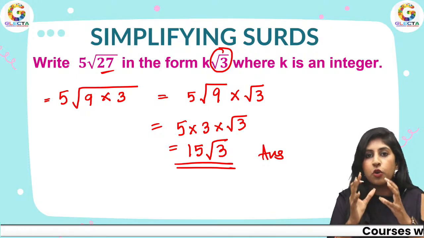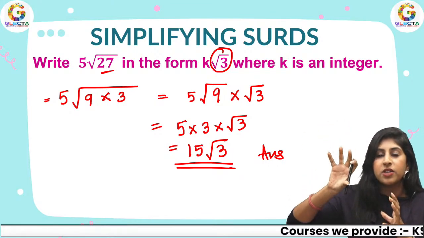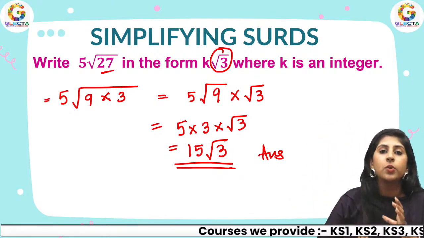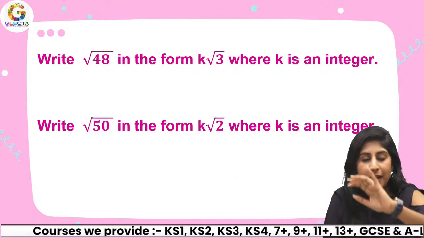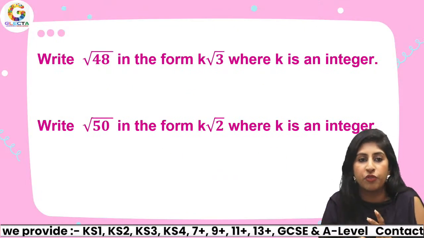Got it? So all you have to do is, whatever number is given to you in the question, try to express your surd as a multiple of that number. For example, if I want to do the square root 48.